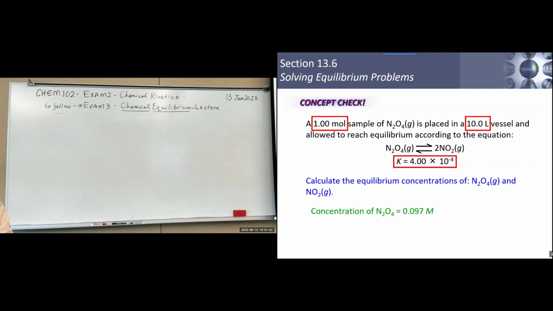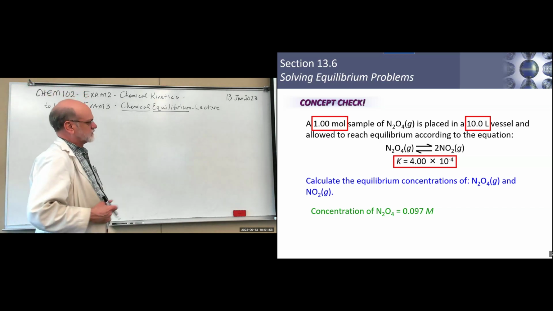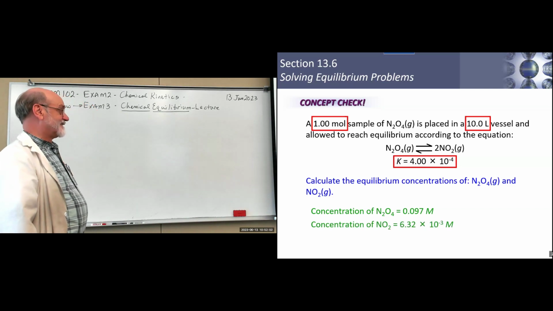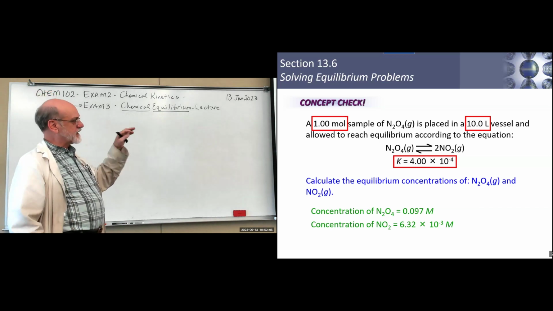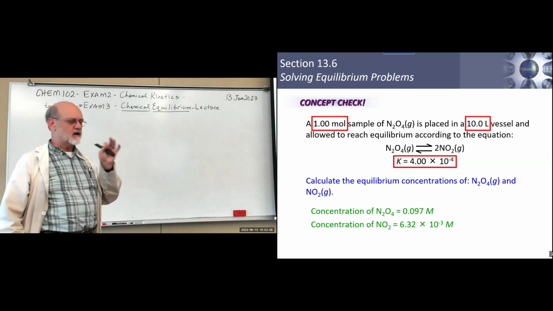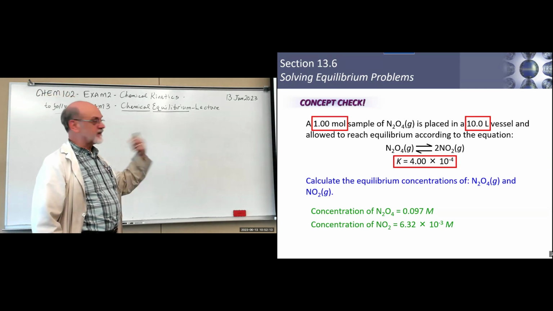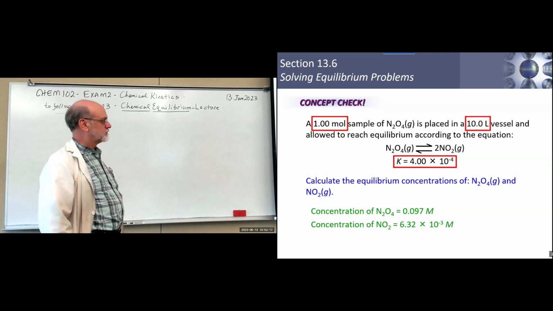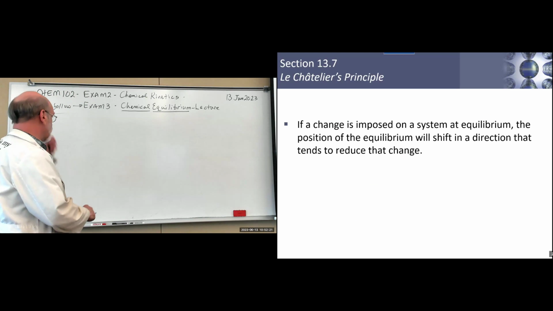But we still have to talk about Le Chatelier's principle. So what's likely part of this setup is that we picked X for something, and then we had to use that X to calculate the other one. That's typically the way it goes. Okay, here's Le Chatelier's principle.